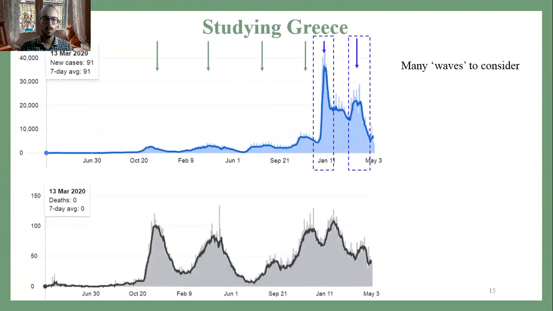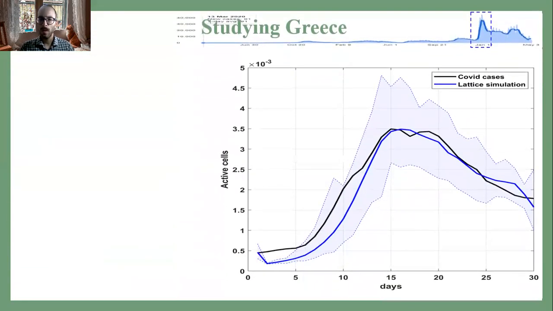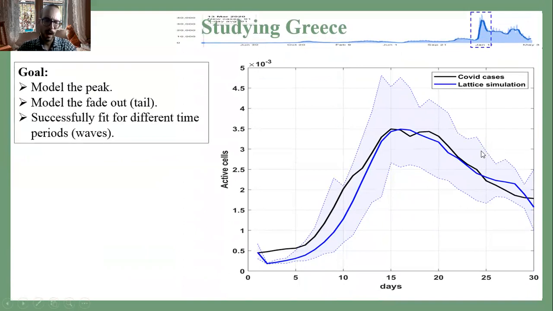For this model, of course, there are many cases that we can consider, many waves here in Greece and, of course, in other countries as well. For example, in one of these waves that you see pointed right here, after some fitting, we can fit relatively satisfyingly well. Our goal here is to model the first part, which is the peak, and the fade out, which is the tail. And of course, we're trying to do this for different time waves.